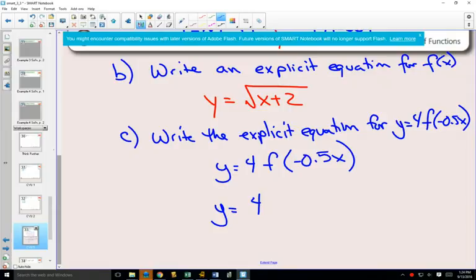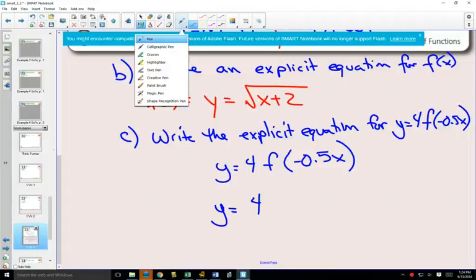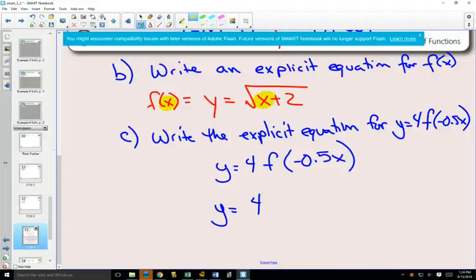And in function notation, if this up here is f of x, what we're doing now is instead of having an x inside the function, we have -0.5x. So that means wherever there was an x, we're going to have to replace it with a -0.5x, and then we still would have that plus 2 inside the square root. So that would be the equation. 7, 9, and 10.